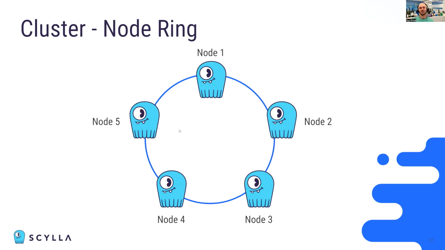Okay, the next concept is called a cluster. A cluster is a collection of nodes that work together. Conceptually, we think about it as a node ring, okay? And as I've said, in production, we want to have at least 3 nodes, and depending on our workloads and use case, we can have hundreds of nodes.